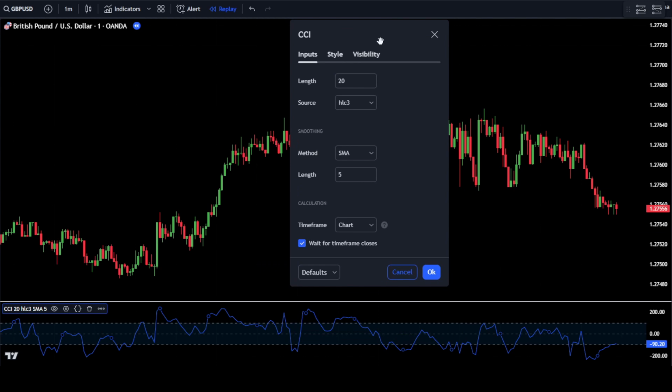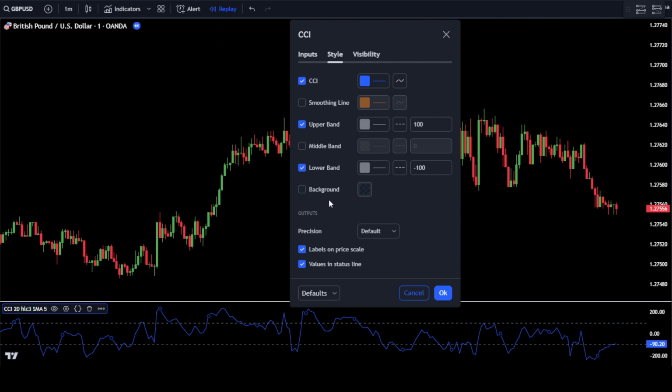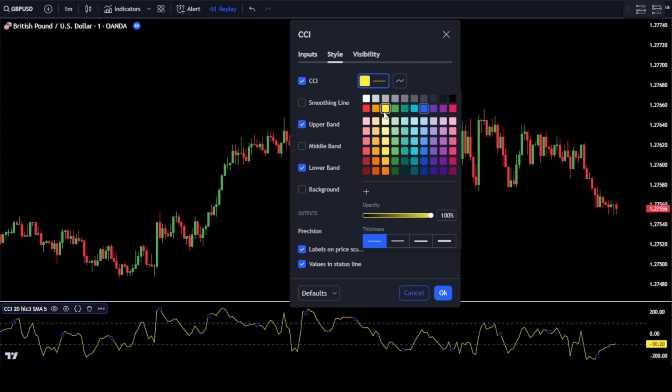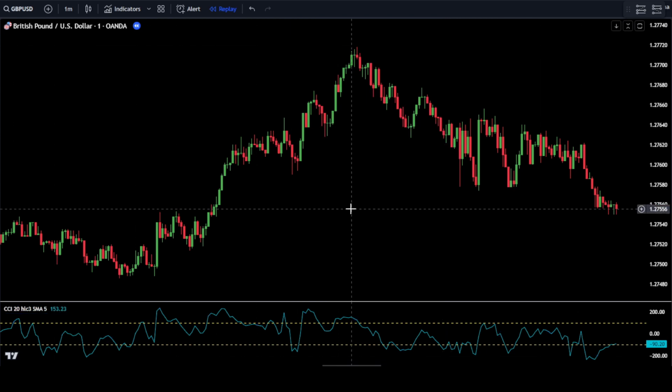If you are using another trading application, you can follow these settings. Set the length of the CCI to 20. Then, also set the source to HLC3. Next, go to the Style tab. In the Style tab, uncheck the boxes for the smoothing line, middle band, and indicator background. After that, set the color of the CCI indicator according to your preference. Once done, just click OK to confirm the changes.